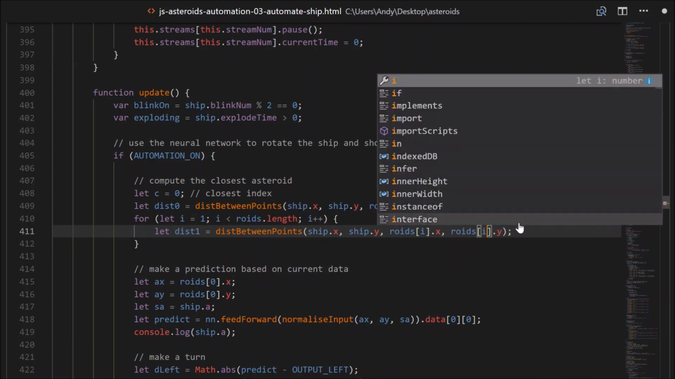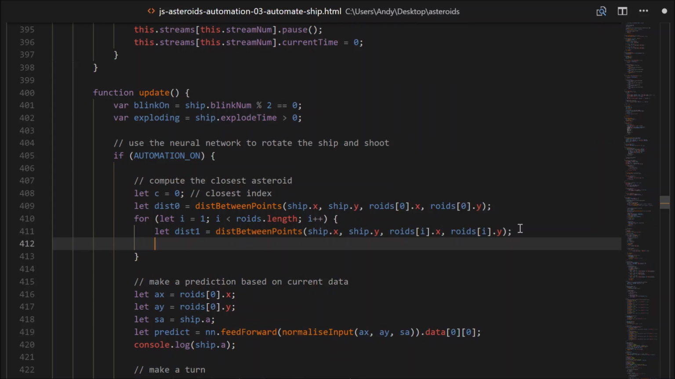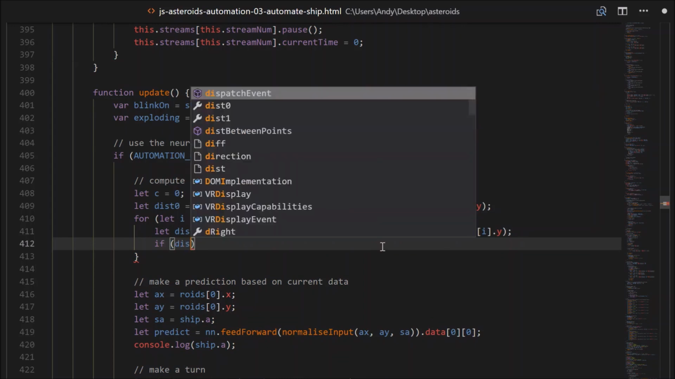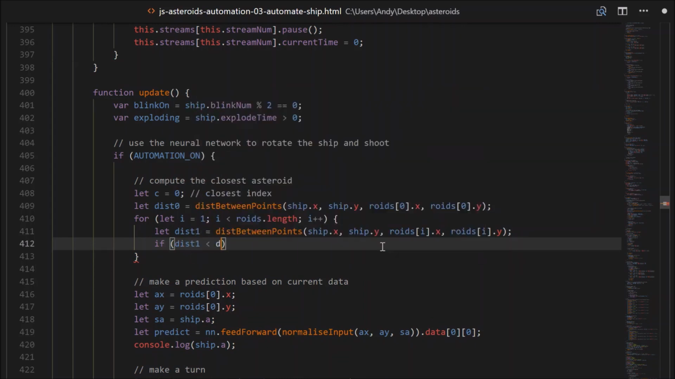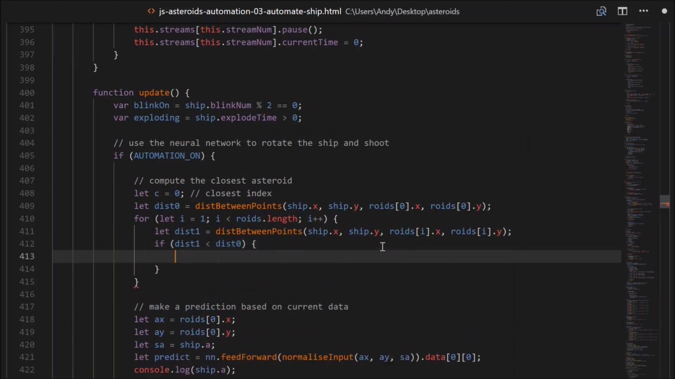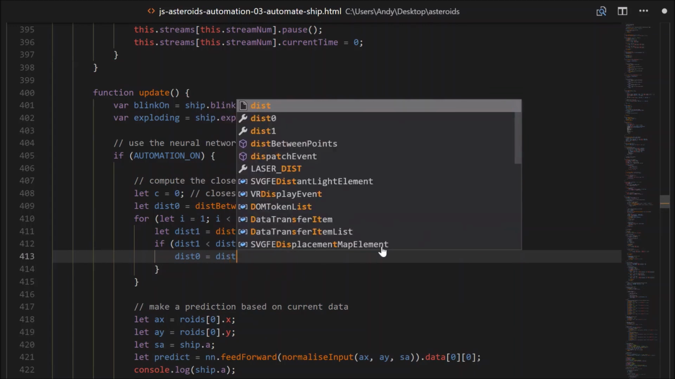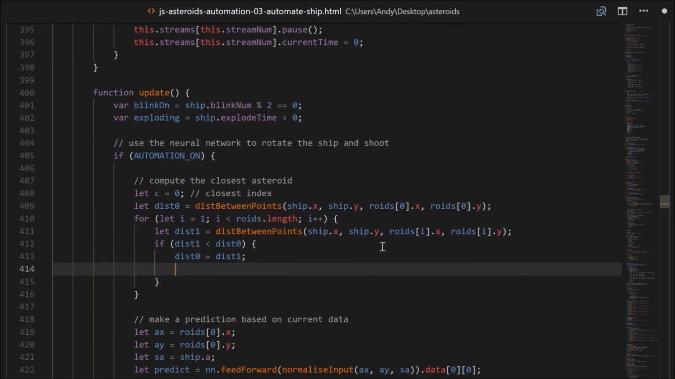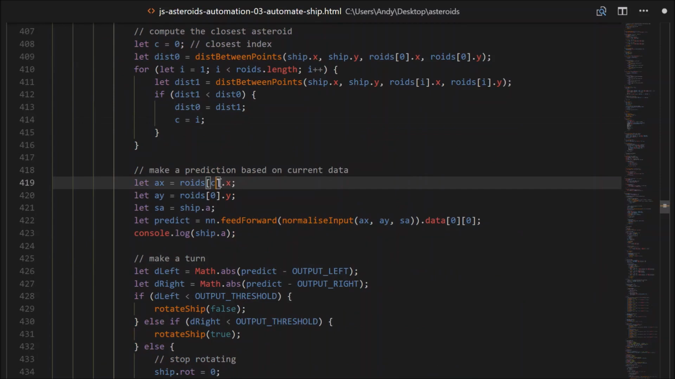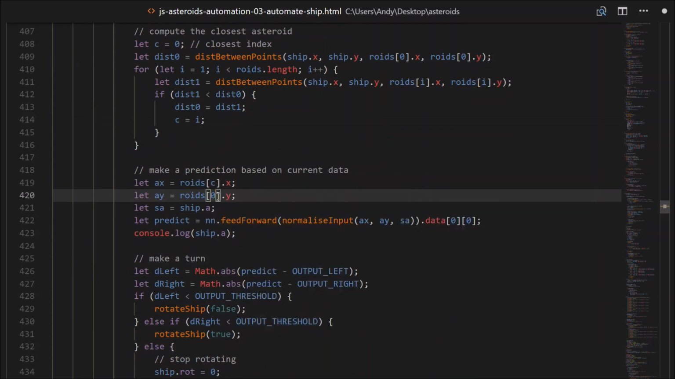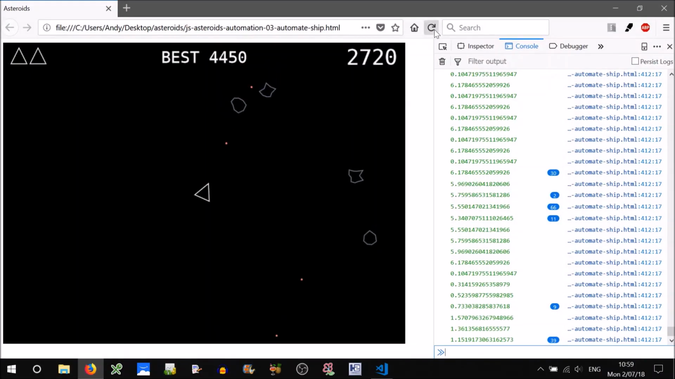And then all we have to do is check to see if that distance is less than the current distance. So if distance 1 is less than distance 0, that means it's smaller, doesn't it? So we'll replace distance 0. Distance 0 will equal distance 1, and we'll want to update our closest index, so C will equal I. Then all we have to do is put that C into where we've got 0 down here. So AX will equal roids C.X, AY will equal roids C.Y, and let's give that a go.